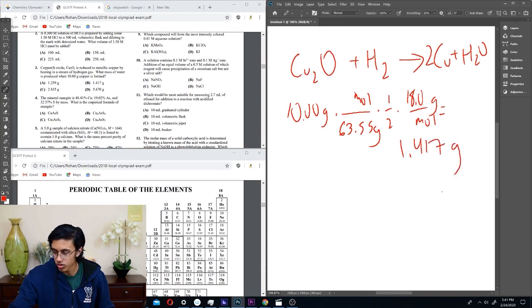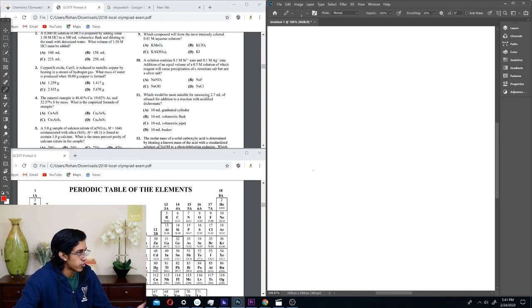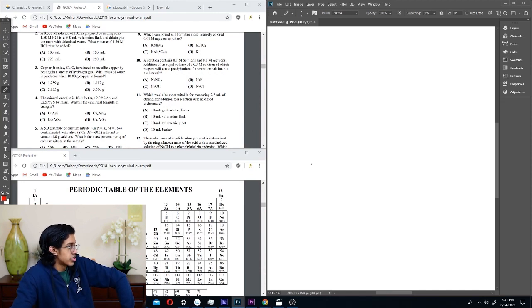The mineral is 48.41% copper, 19.02% arsenic, and 32.57% sulfur by mass. I said astatine, I'm trolling. Arsenic.